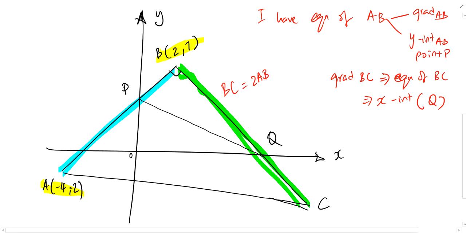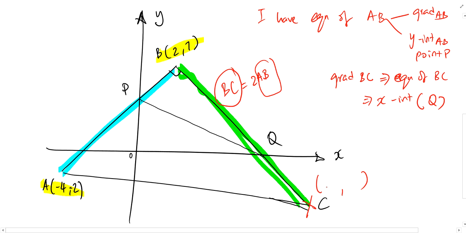Find the coordinates of C. Based on this, are you able to tell me the length of AB first? Yeah, you can, right? Our length of line segment. Then, are you able to find the length of BC? Yeah, because it's simply double, right? Then, point C over here, do you know any of the x or y coordinates?